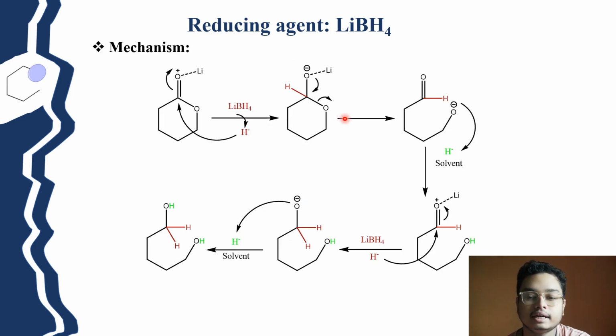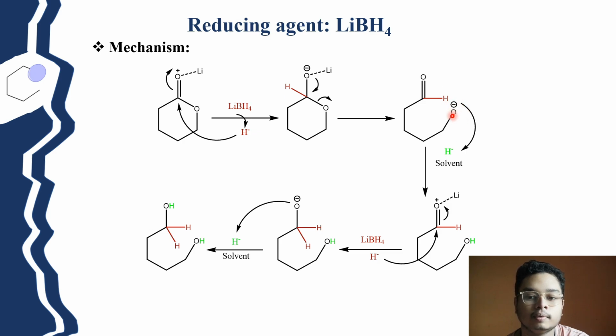So what should be the mechanism of this reduction? Here you can find that in LiBH4, the lithium first chelates with the ester group, and due to this chelation the electrophilicity of this carbon is increased, and that's why the hydride attack is facilitated. Then the negative charge goes back to cleave this C-O bond to generate this type of compound.